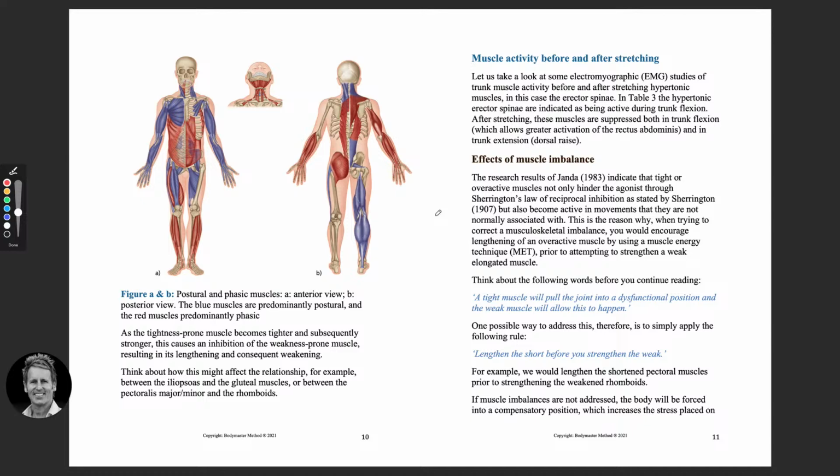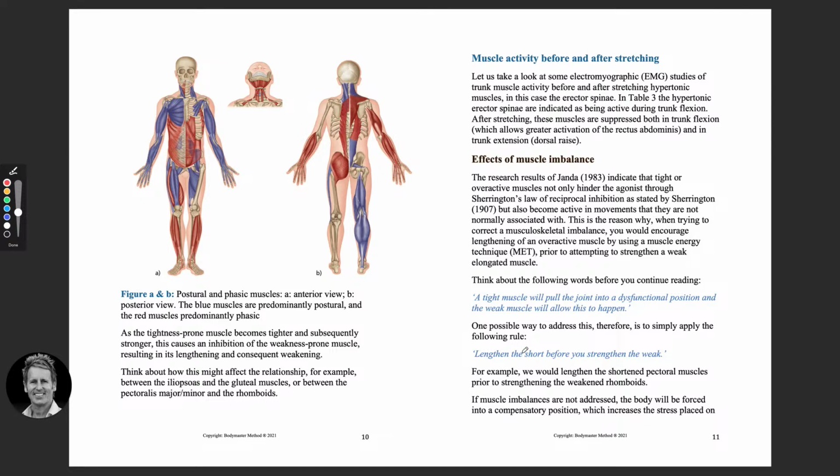When I get to that picture, it's probably easier for me to discuss that. And one of the mnemonics I use is that a tight muscle will basically pull the joint into a dysfunctional position, and the weak muscle will allow this to happen. It's a modified adaptation that I've used from, I think, Muscles: Testing and Function by Kendall, which is a good book.